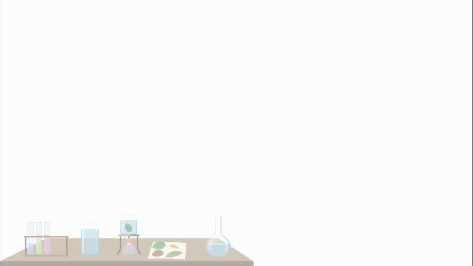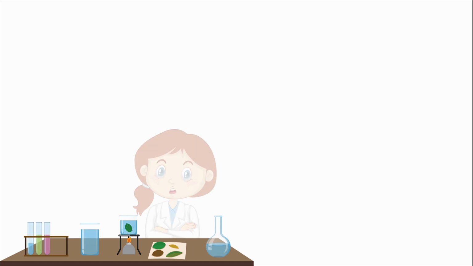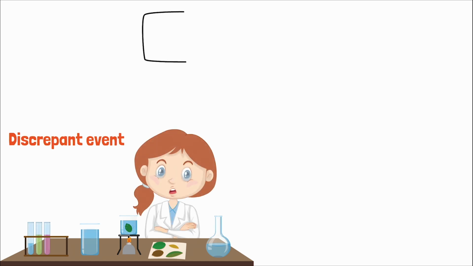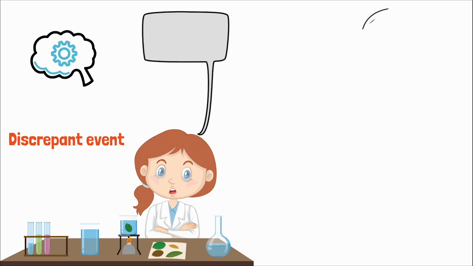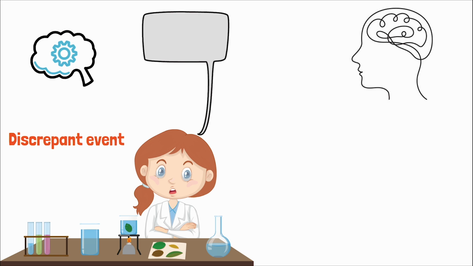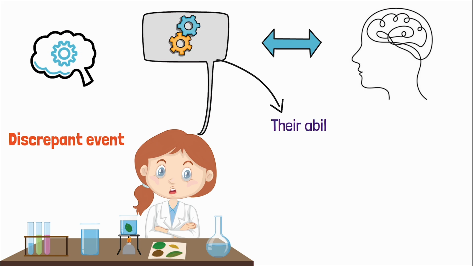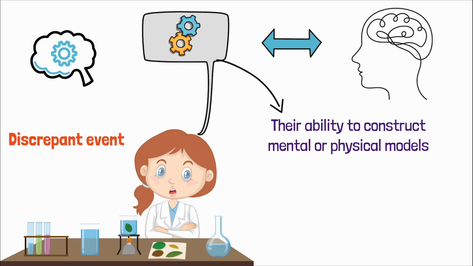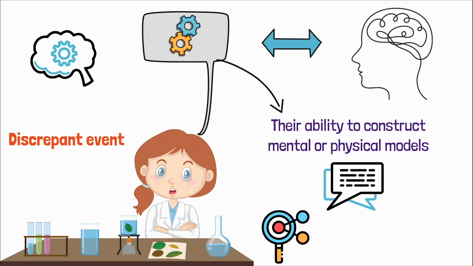When students encounter a scientific phenomenon with surprising or unusual outcomes, known as a discrepant event, they are encouraged to rethink their existing beliefs and construct new understanding. This is part of the process of conceptual change, where learners replace their misconceptions with scientifically accurate concepts. For example, evidence of a learner's conceptual understanding includes their ability to construct mental or physical models, use concepts in new contexts, and describe ideas in their own words, as well as finding metaphors or analogies.